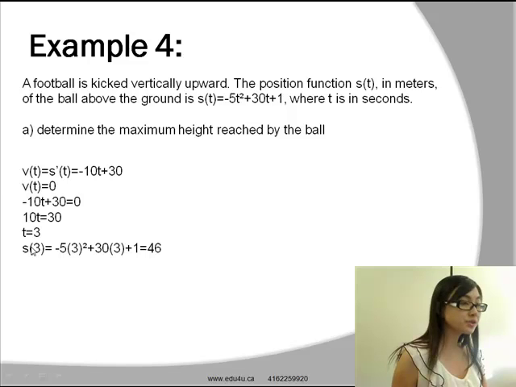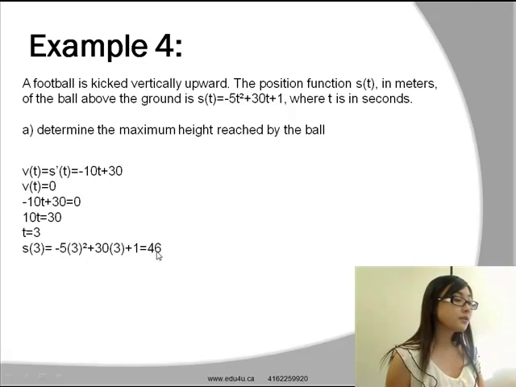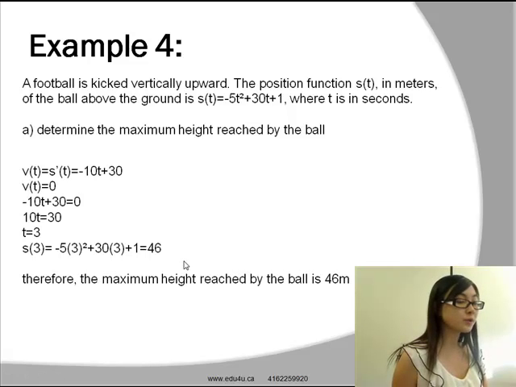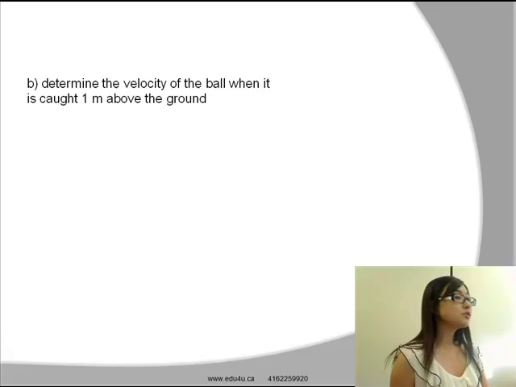What we do is plug this value of t equals 3 back into the original equation of s of t, which is the distance with respect to time. That's going to give us s of 3 is equal to negative 5 times 3 squared plus 30 times 3 plus 1 equals 46. Therefore, the maximum height reached by the ball is 46 meters.